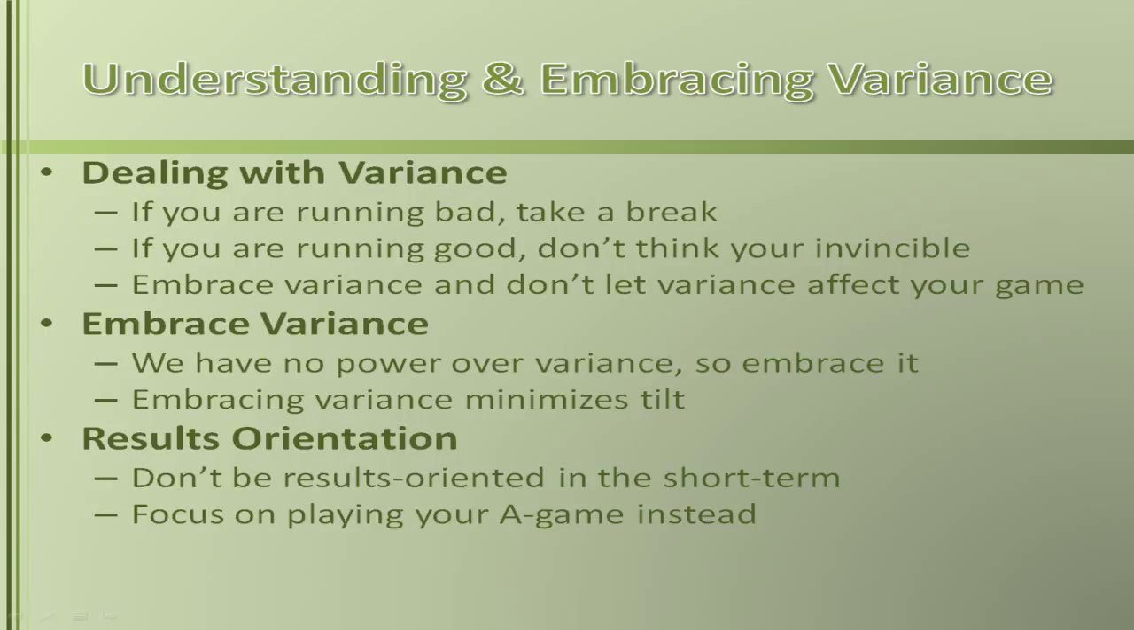Don't think that your aces are going to hold up 100% of the time. Just don't fall into that trap, because if you do, you're going to end up spewing off chips you probably shouldn't have. And lastly, embrace variance, right? You can't control it. You understand that it's going to happen. Just embrace it and try to not let it affect your game. Just stay on your A game. Don't worry about it. Know that it's going to happen. And over the long run, it's really not going to harm you.